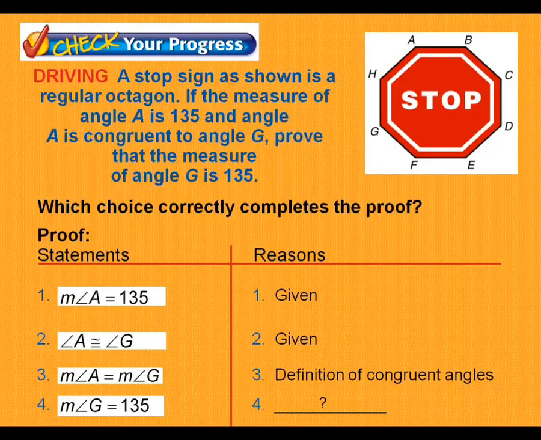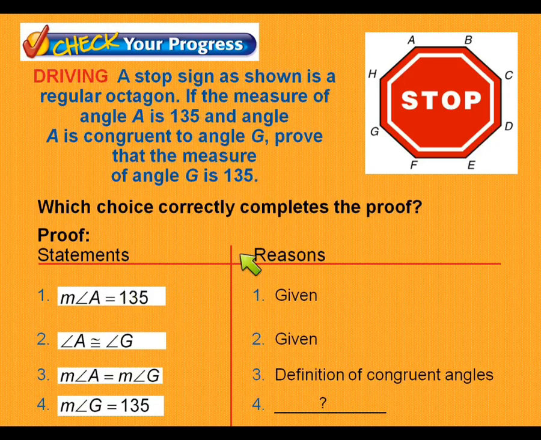In this one, I have a stop sign. Angle A is 135. And I know angle A and angle G are the same, or they're congruent. That's what's given to me. I want to prove angle G is 135. Now, again, when I talk about measures, when I talk about numbers, that's when we use the equal sign. When you use the congruent symbol, that's when you're talking about the figures. So I have to change this congruent sign to an equal sign because I want to talk about numbers. Does that make sense?